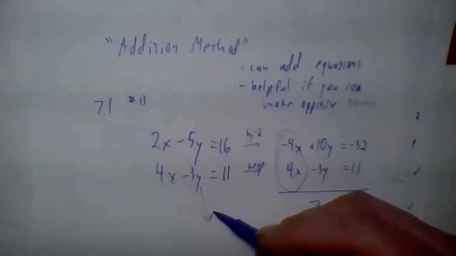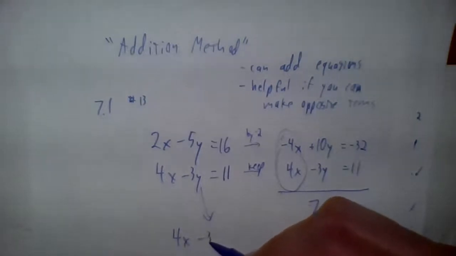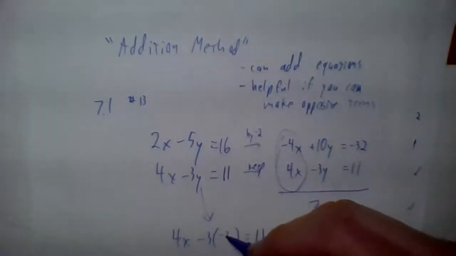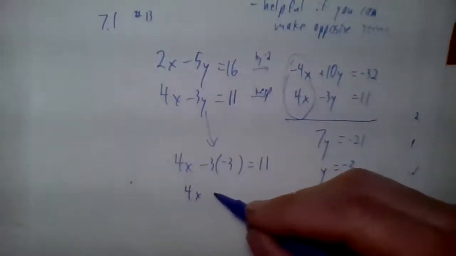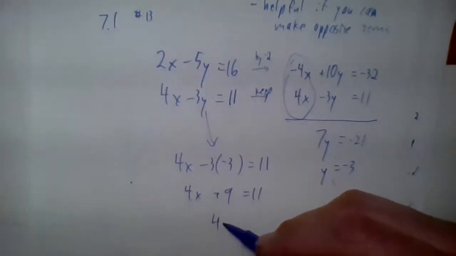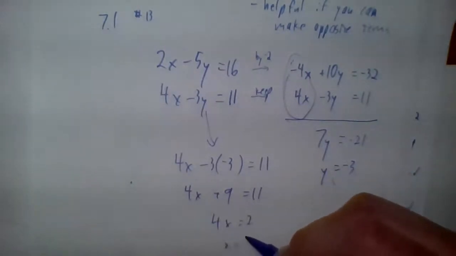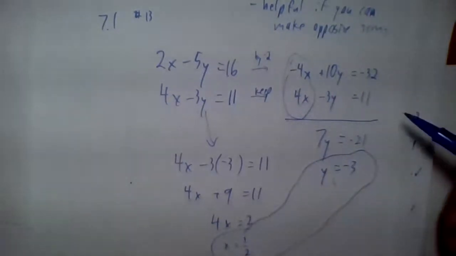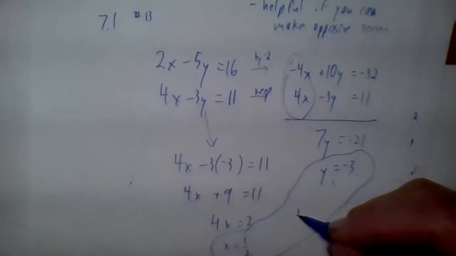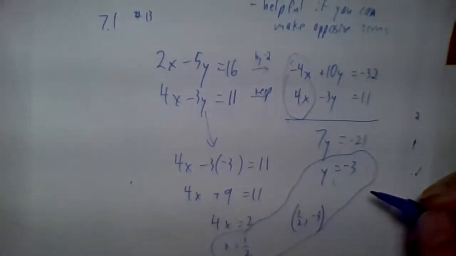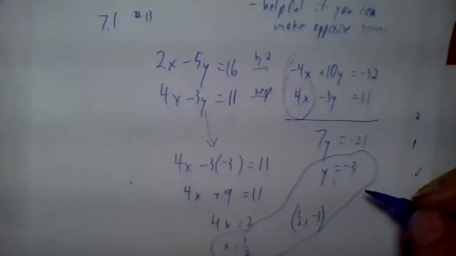So I'm going to use this one that's on the bottom here. It says 4x minus 3y equals 11. And I know y is -3 now. So I can drop that in. -3 times -3 is 9. So 4x has to equal 2. So x is 1/2. That's the value that goes with it. Now you can check that right here. We got 1/2, comma, -3. X is 1/2, y is -3. That's the ordered pair form of it.